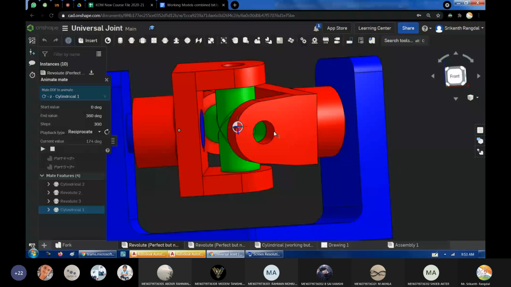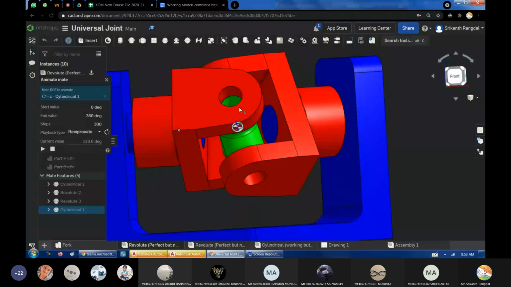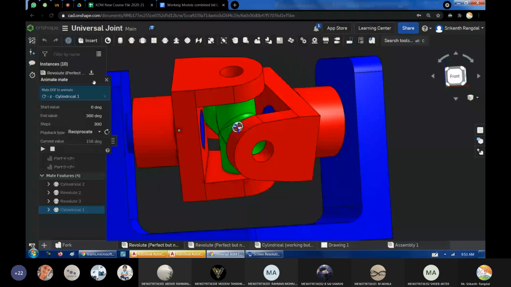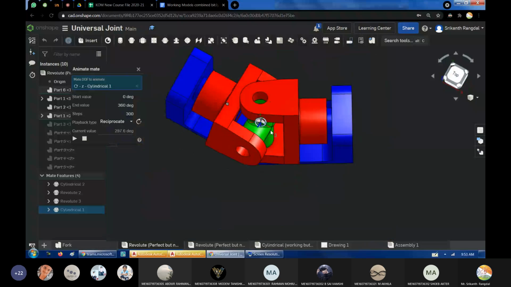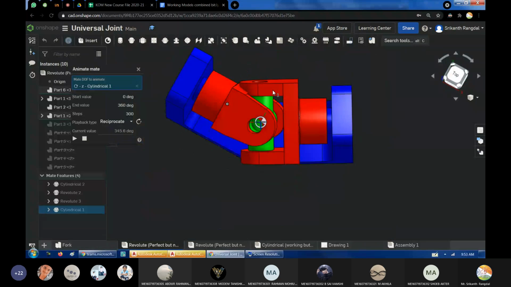Oh, sorry. I thought of starting the video, but it seems to be interfering with the sound from the system. Anyway, is this clear? This is what is called the Hooke's joint.